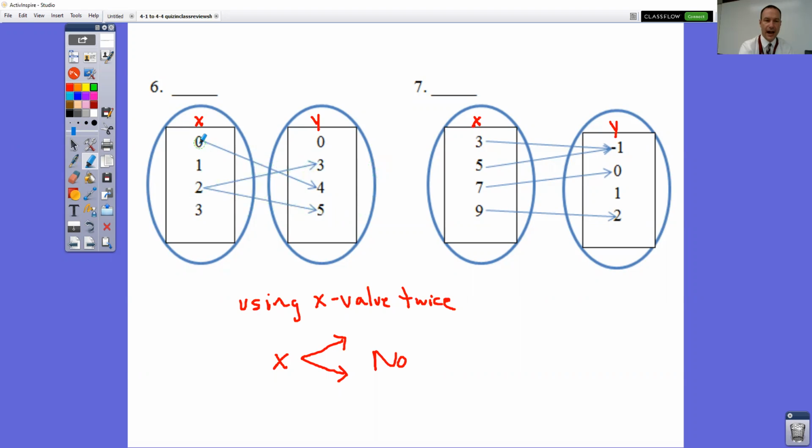So looking at your X values, the 0 is being used once, but this 2, notice that the 2 has two arrows coming out of it. Since that 2 is being used twice, we have 2, 3, and 2, 5. Please don't write on my screen. This is being used twice, so this is a no. In number seven, this three is being used once, the five is being used once, the seven is being used once, the nine is being used once. Everyone is only being used one time, so this is a yes.